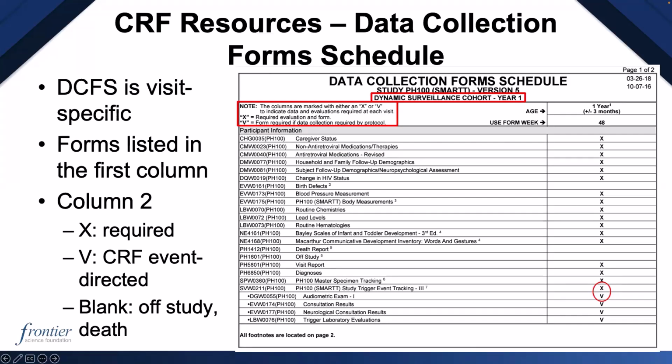It has an X. And then next, the audiometric exam may be required, determined by the visit, the age, and or other CRF event-directed possibilities. So some of the forms, notice, are also blank in this column, and those would just be forms associated with special circumstances. So for example, the death report or the off-study report.